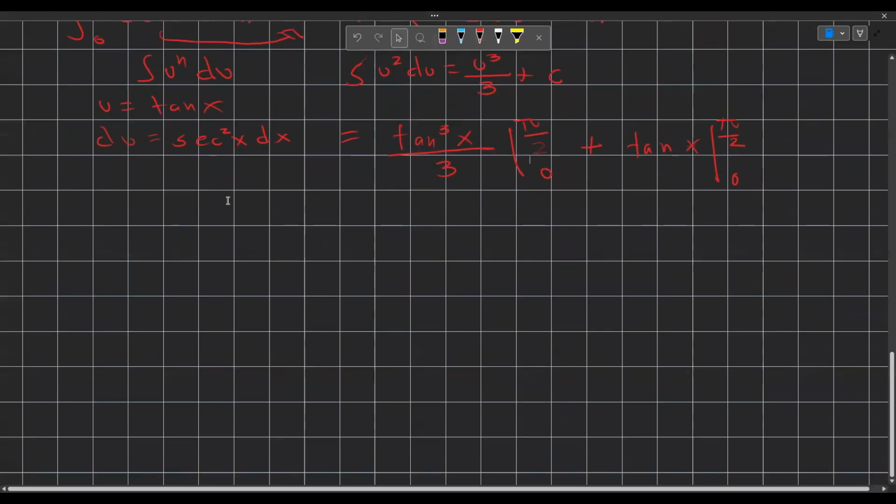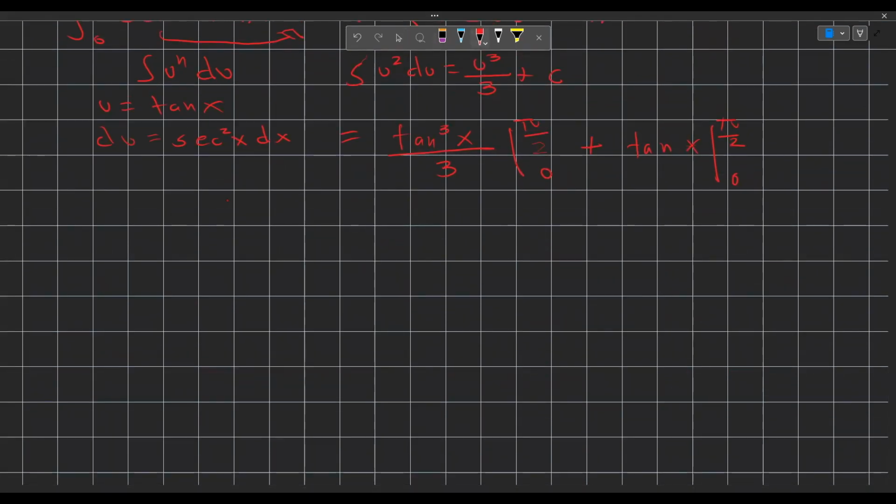And now, at first glance, the next step should be substituting these values and subtracting the value with this one as the value. For example, it will become the tangent cubed of pi over 2 all over 3 minus the tangent cubed of 0 all over 3. However, if we put it in our calculator, tangent pi over 2 is actually undefined.